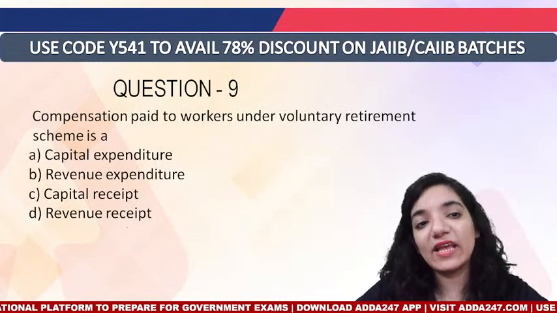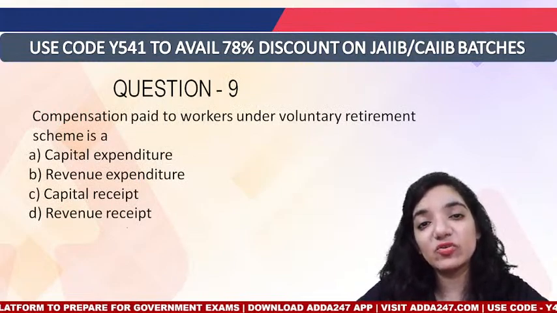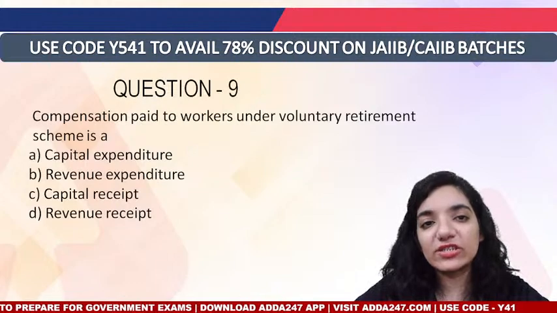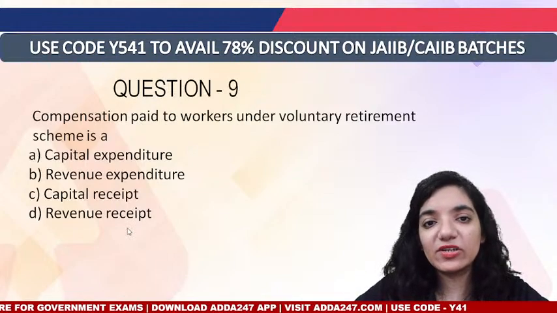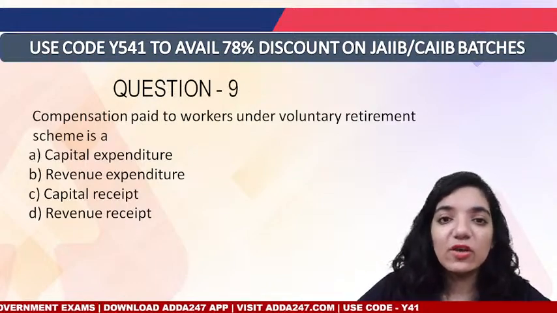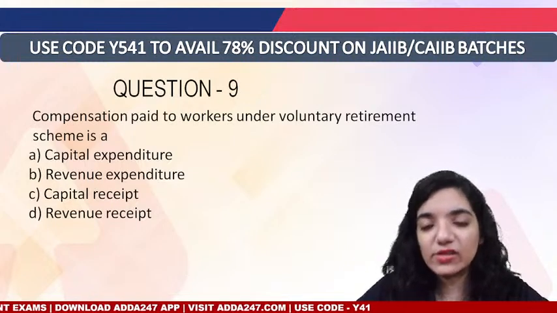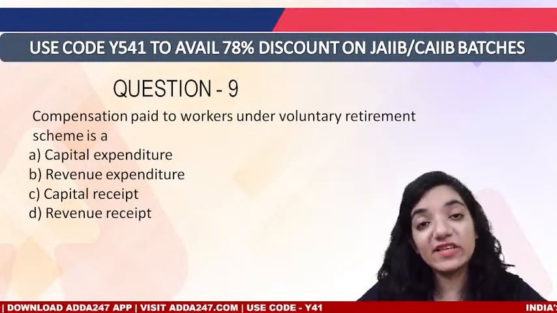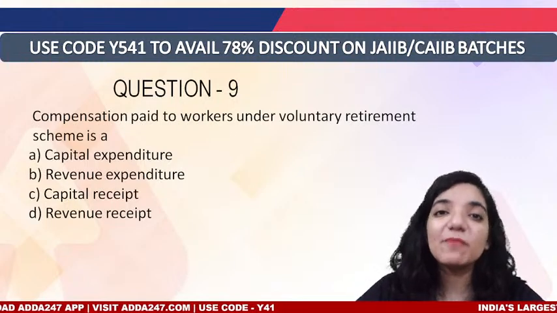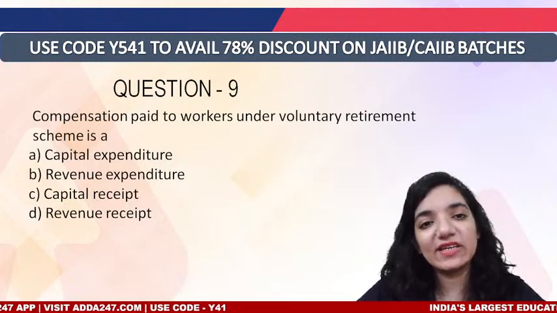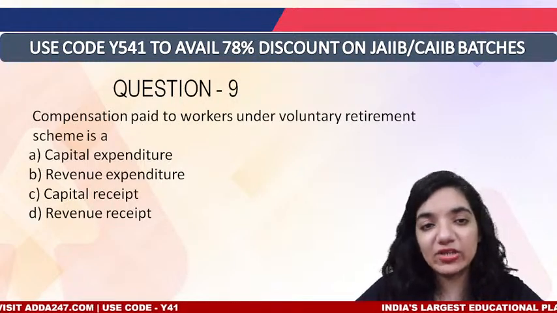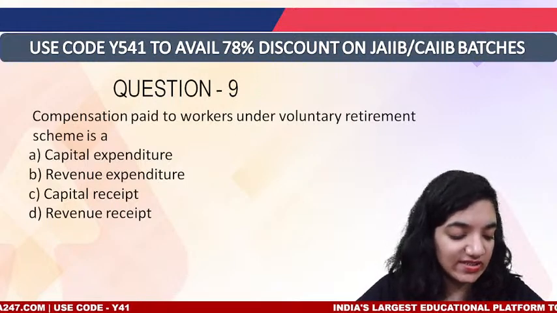Now, question number 9. Compensation paid to the workers under voluntary retirement scheme. When we talk about the voluntary retirement scheme, what is it exactly about? One particular person leaving the organization before time. If the person is leaving the organization before time, then we make a payment to them. So is that a capital expenditure, revenue expenditure, capital receipt, or revenue receipt?